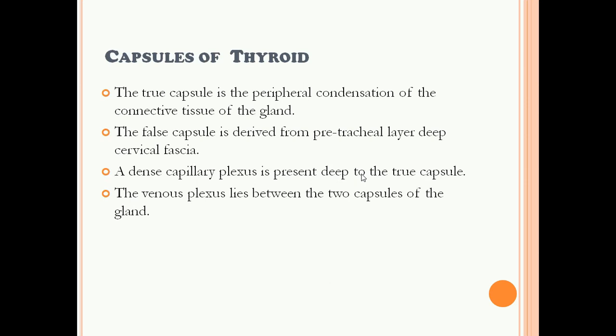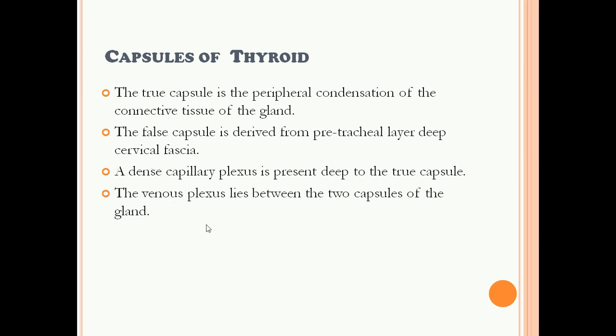The thyroid is covered by two different capsules. One is a true capsule, another is a false capsule. The true capsule is a peripheral condensation of the connective tissue around the gland, and the false capsule is derived from the pretracheal fascia, which covers the gland. It is a layer of the investing layer of deep cervical fascia.